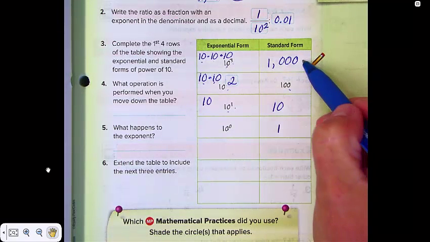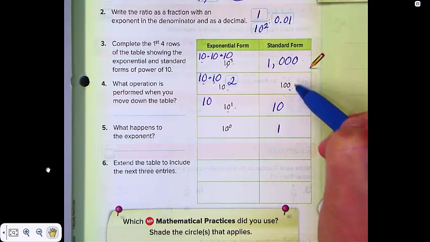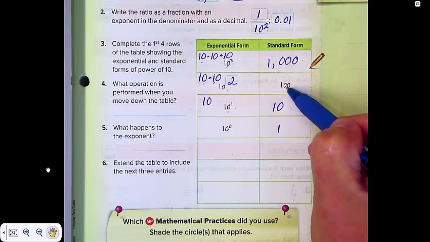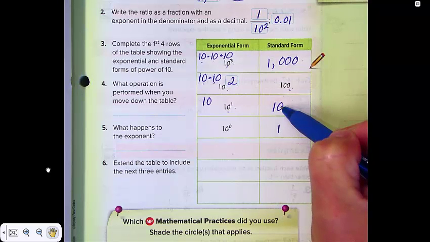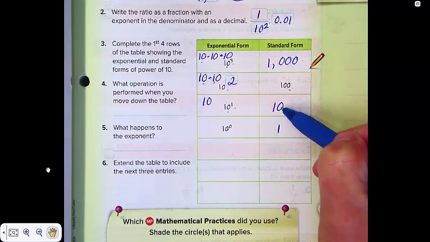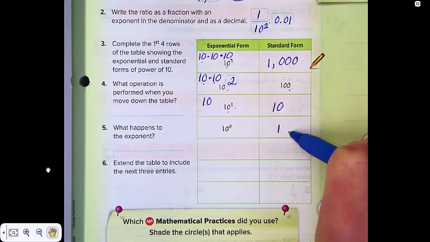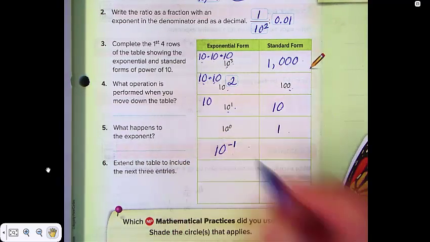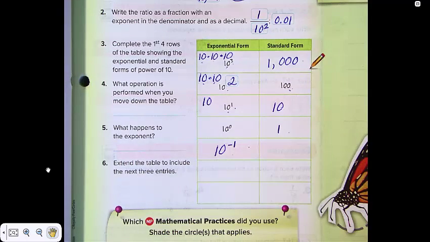So if I look from here to here in relationship to my zeros, here I have 3, here I have 2, so I took away a 0. Then I went from 2 zeros to 1 zero, so I took away a 0. I went from 1 zero to no zeros, so I took away a 0. Okay? So now, what if I had a 10 to the negative 1 power?